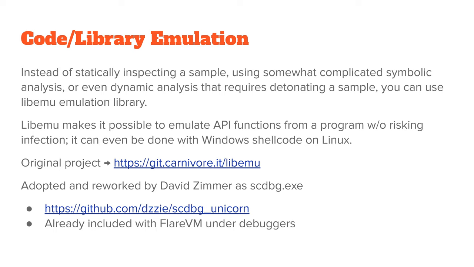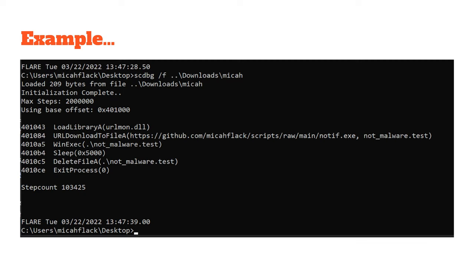and executing that program. So originally it was git.carnivore.it libemu, but that's deprecated, abandoned, and it's since been adopted and reworked by David Zimmer as scdbg.exe. And there's the GitHub link you can get it from. It's also already included with FlareVM as a debugger.